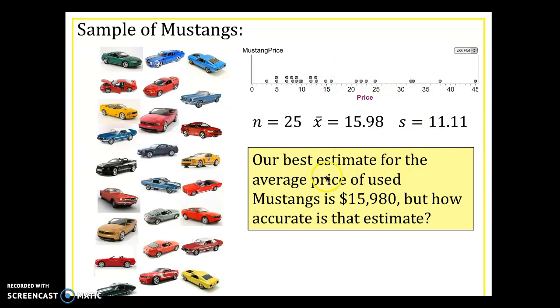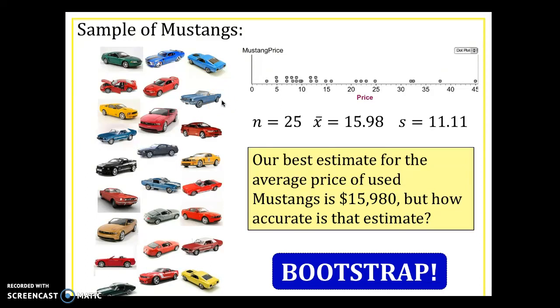So our best estimate for the average price of a Mustang is around that $16,000. But how accurate is that estimate? Another way to formulate this is how much variability is there in the sampling. All right, so we can do that with the approach of bootstrapping.